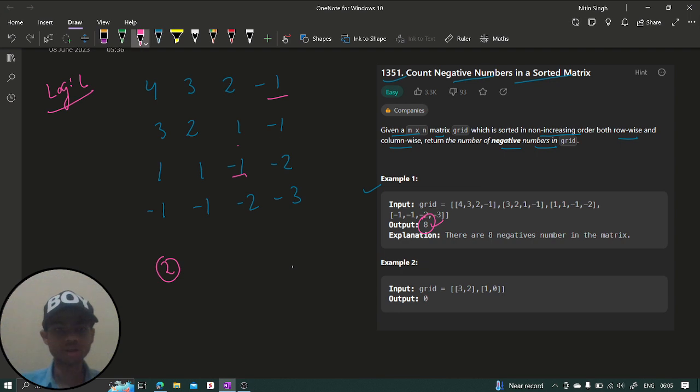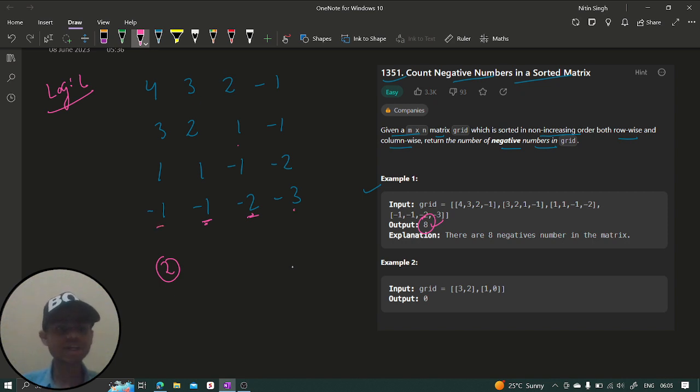All right. And here also. So guys, if you focus over here, if we know this is negative, then we are sure that the rest of the numbers are also going to be negative, because this is in non-increasing order. So if it is negative, then this will always be less than or equal to this one. So this will definitely be negative. This will also be negative.